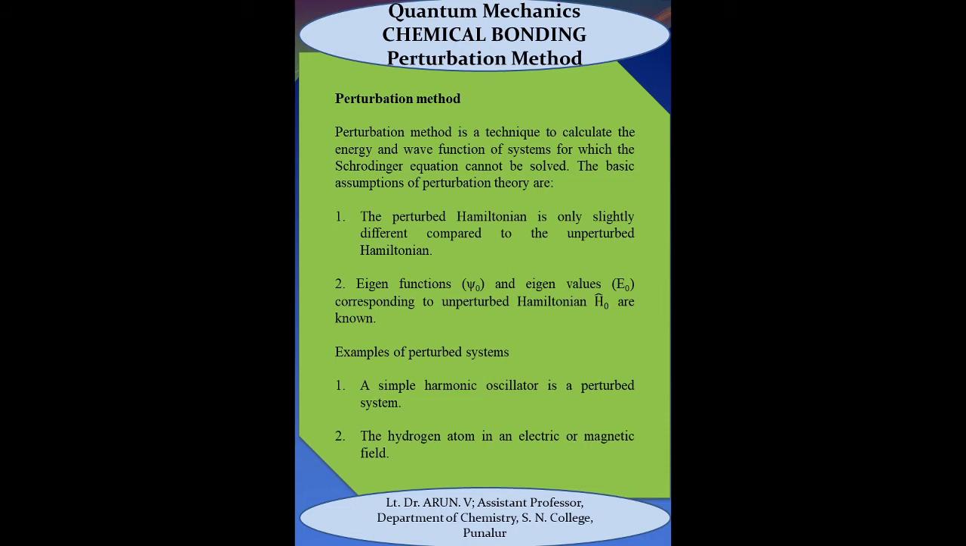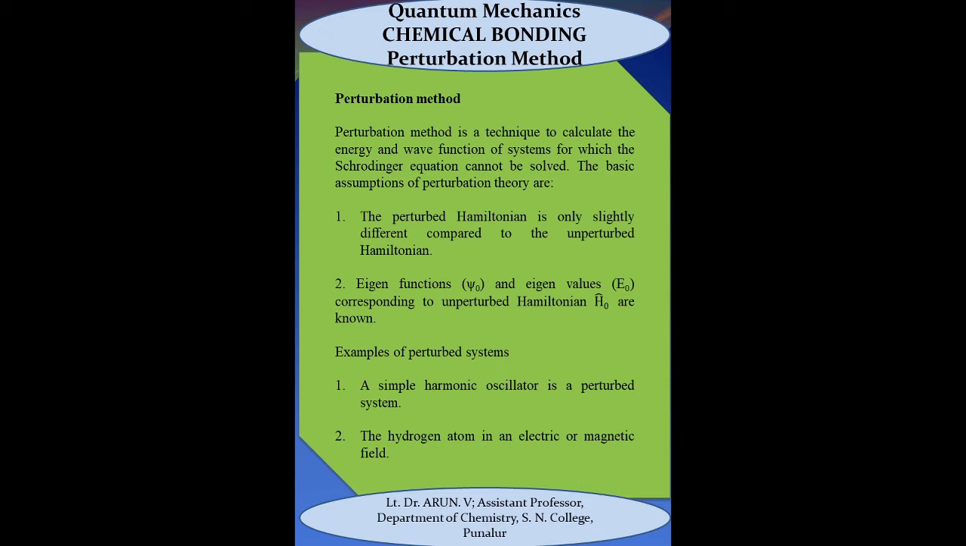The perturbation method is a technique used to calculate the energy and wave function of systems for which the Schrodinger equation cannot be solved. Basic assumptions of perturbation theory are: there are two basic assumptions. The first one is the perturbation Hamiltonian is only slightly different compared to the unperturbed Hamiltonian. The second assumption is the eigenfunctions and the eigenvalues corresponding to the unperturbed Hamiltonian H cap 0 are known.